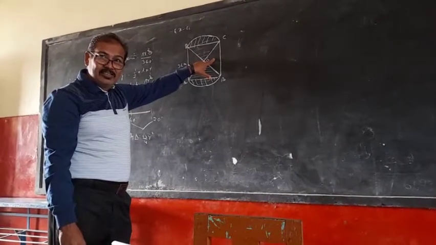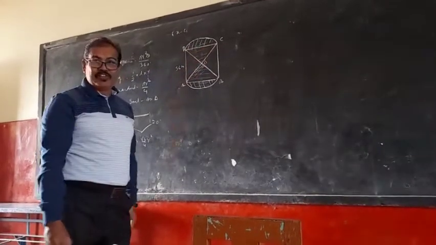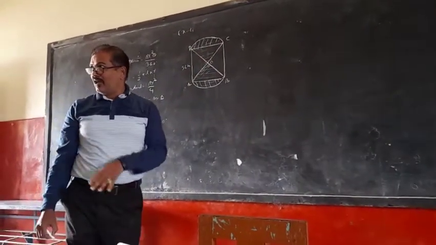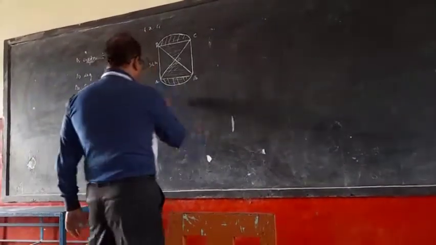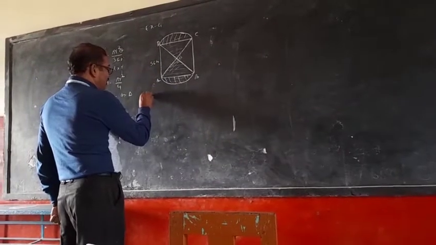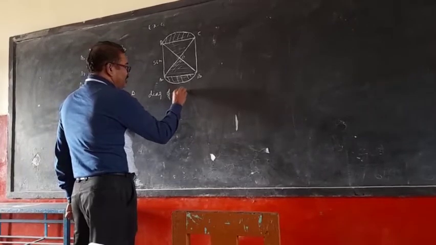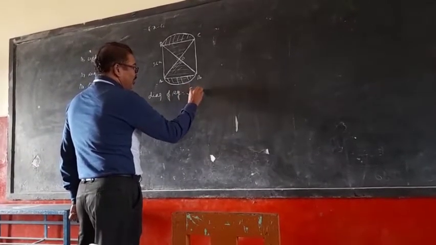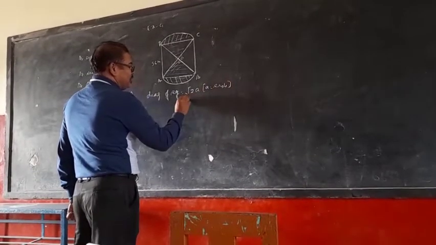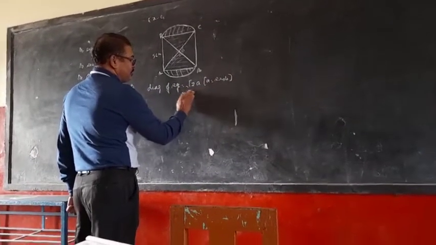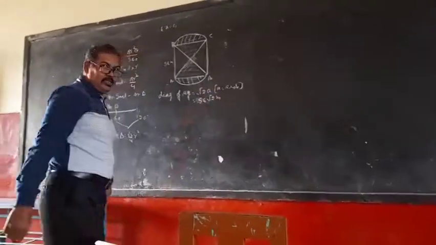So these two shaded regions we can calculate directly by area of two quadrants plus area of two triangles. In this case, first you have to find the length of the diagonal of the square. What is the formula for the diagonal of the square? Diagonal of square is equal to root 2 into a, where a stands for side. That is equal to 56 root 2 meter. Is it clear?